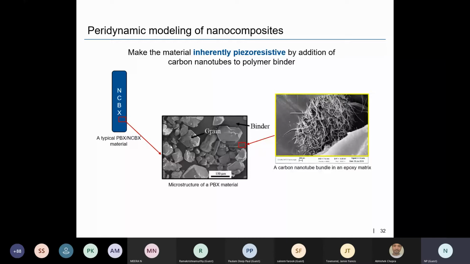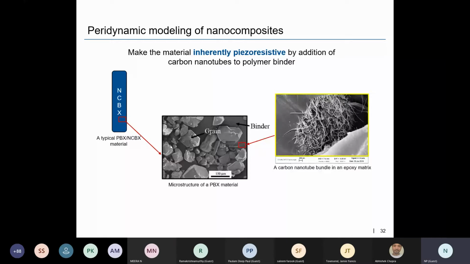So just to briefly talk about what piezoresistivity means here, it just means that the resistance and the resistivity of the material changes due to an applied load. So if you can detect the change in resistance or resistivity of the material, maybe you can back calculate or evaluate what the applied loads might have been, right? So you can use that as a sensing mechanism.